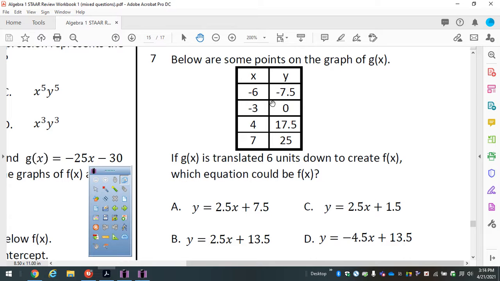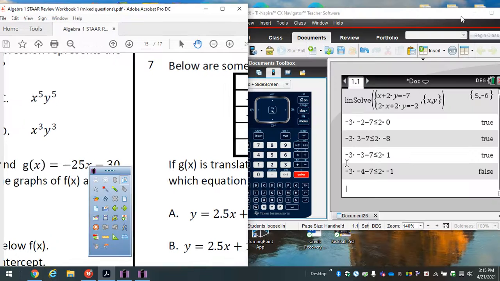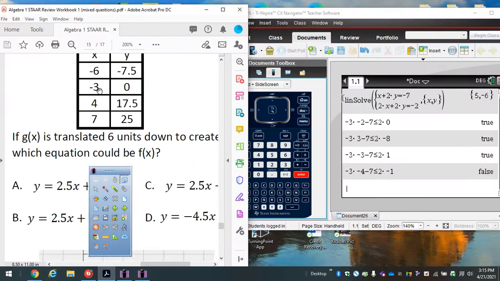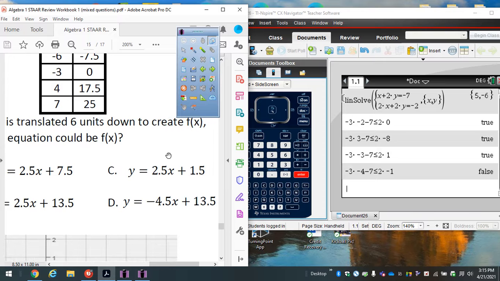Okay, so first off, this is kind of a good question. Below are some points. If g of x is translated 6 units down to create f of x, which could be the f of x? So I'm going to come out here, get this one, get my f of x. I'm going to get linear, guys. These are all linear. How do you know it's linear, sir? The reason I know it's linear is because there's no x squares.